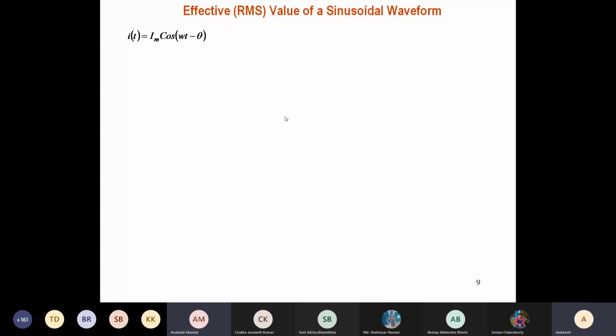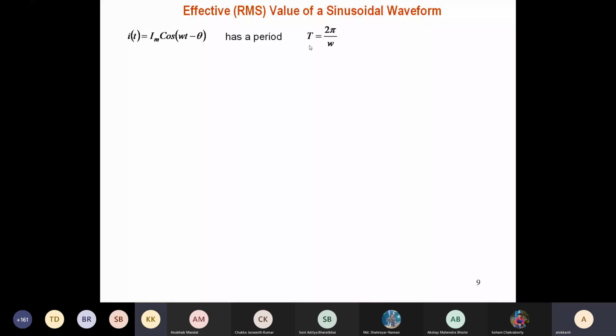Okay, find out the RMS value of this. Suppose this has a period of T, so your omega equal to 2 pi by T, so T is equal to 2 pi by omega.